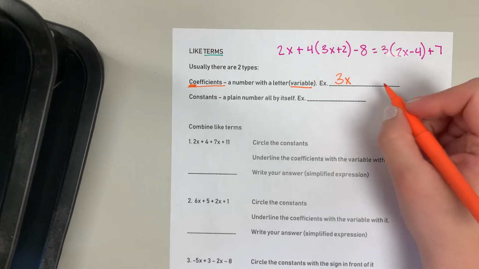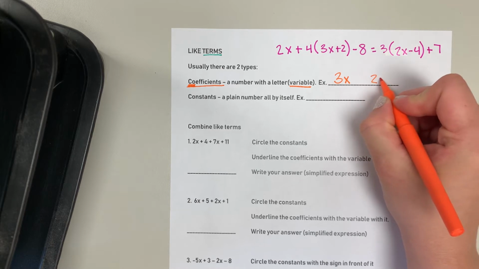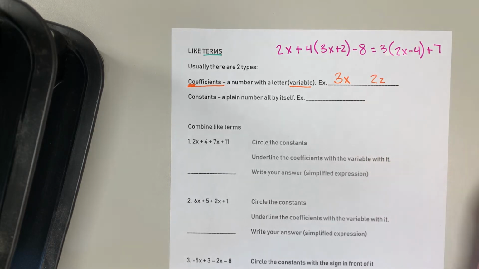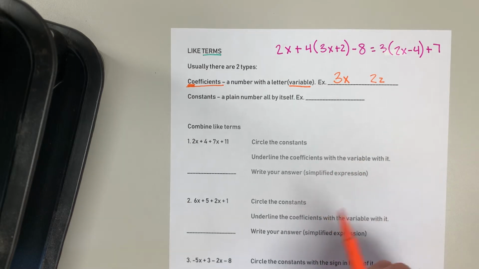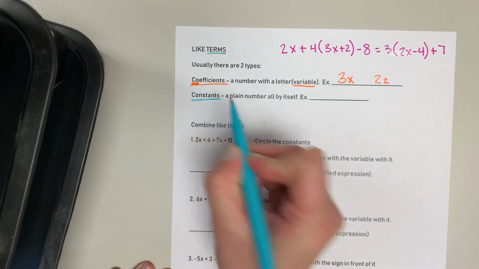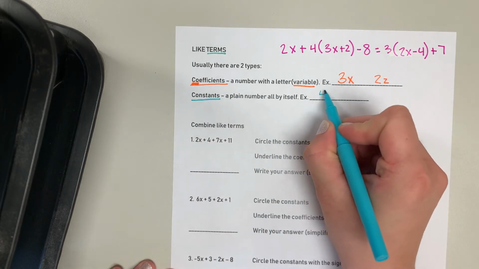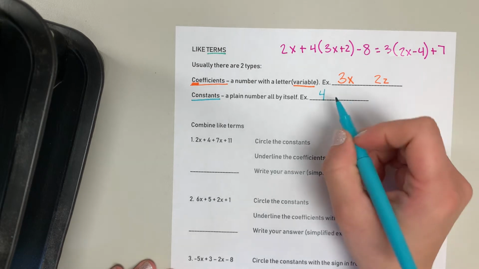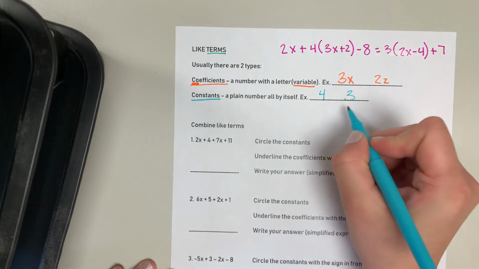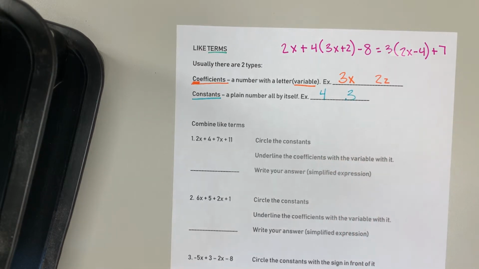So 3x, you could have 2z. You could have anything that has a number and a letter together. That is one term because it is stuck together. Let's look at the second one, a constant. A constant is a plain number all by itself. So that would be like 4, that would be like saying 3, anything that's a number by itself.